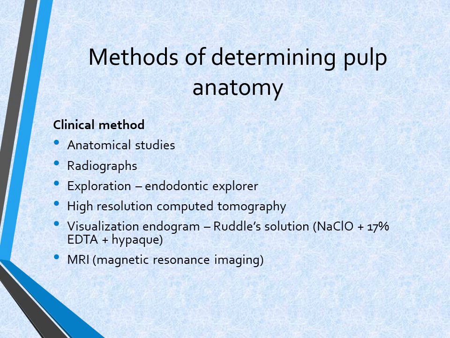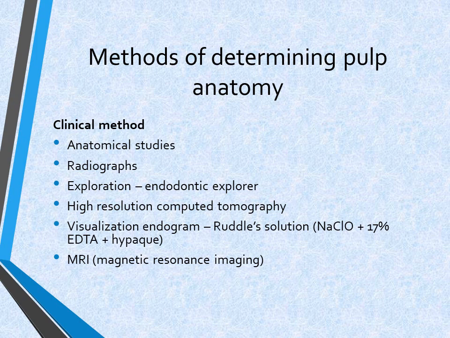When you take your pre-op radiograph, you try to judge by taking different angulations of your pre-op. You can actually see what kind of anatomy you're going to be dealing with. Exploration using an endodontic explorer, you can check how many orifices are there, and then corresponding with your radiograph, you can see how many different exits are there from the apical foramen, that is from the apex of the tooth.